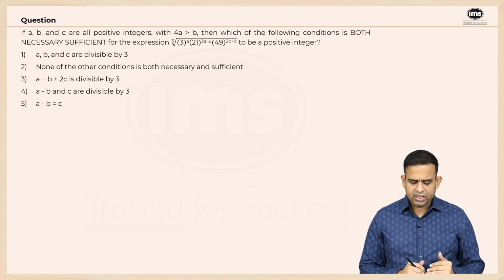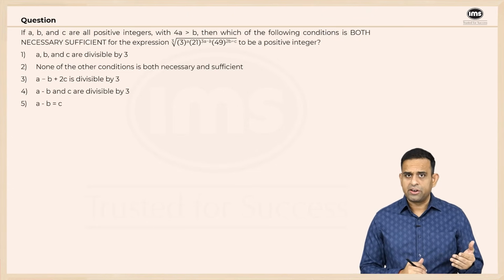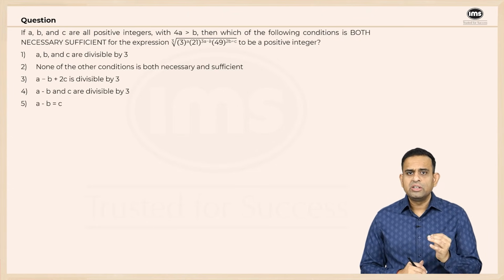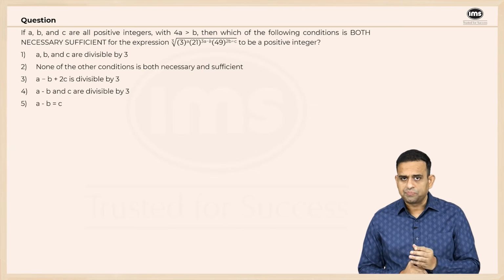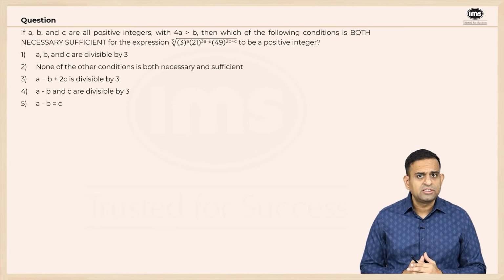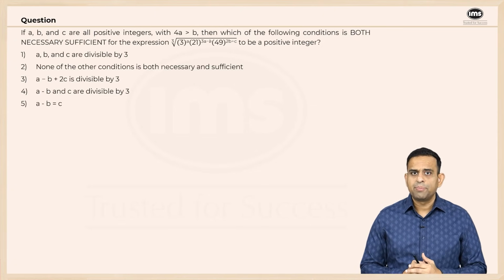And they have given certain conditions, like each of a, b, c is divisible by 3, and so on. Now understand, in this particular question, the approach would be: if I look at the term inside the cube root, I can see the numbers have bases 3, 21 and 49. Out of which, 21 contains 3 and 7 as prime factors, and the number 49 contains 7 as the prime factor.